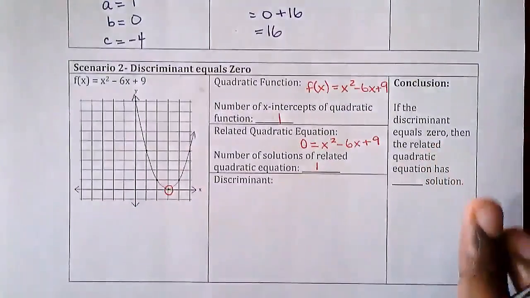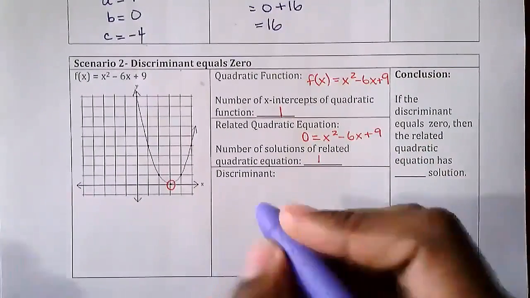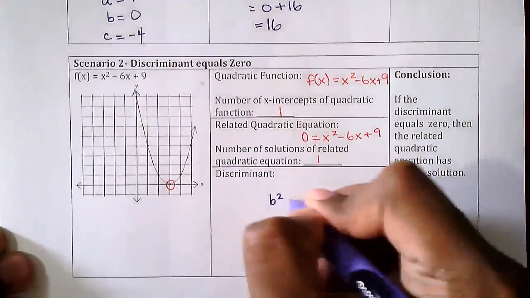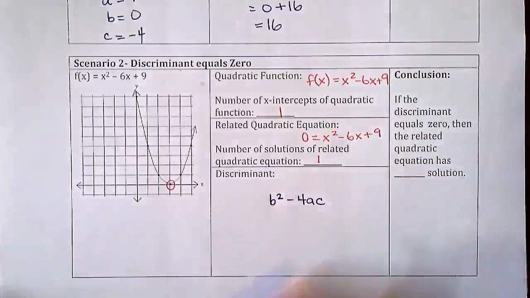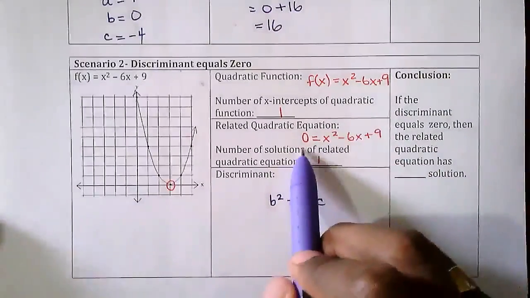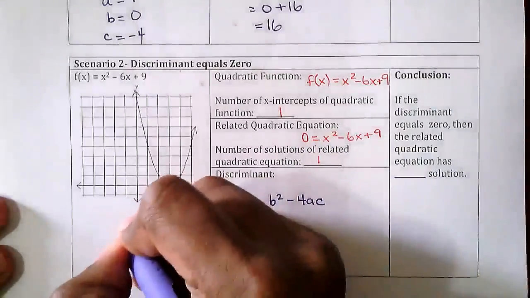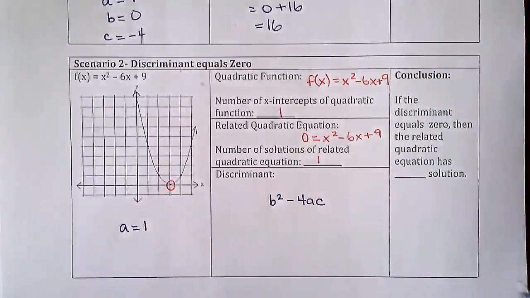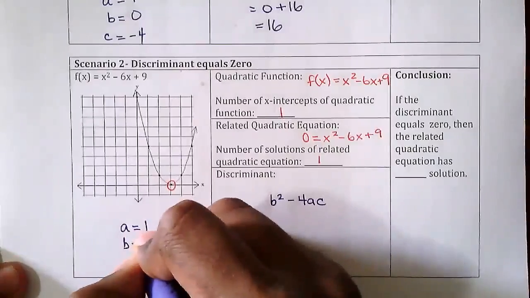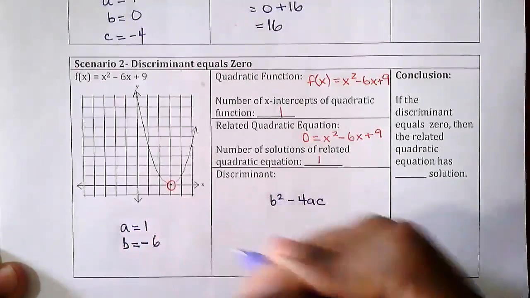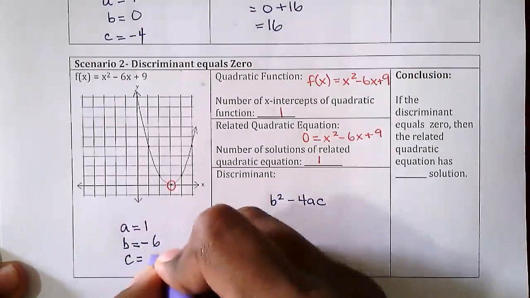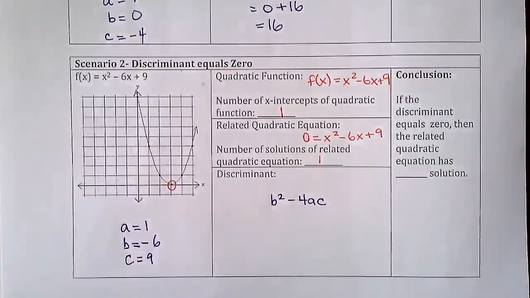Next, we're going to go to the discriminant. So b squared minus 4ac. And let's take a look at our equation. The a value is what's attached to the x squared, 1. The b value is what's attached to the x, negative 6. And the c value is the lone number, so 9.